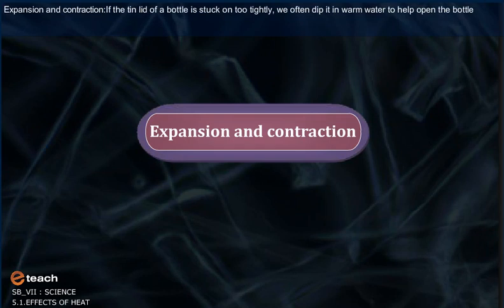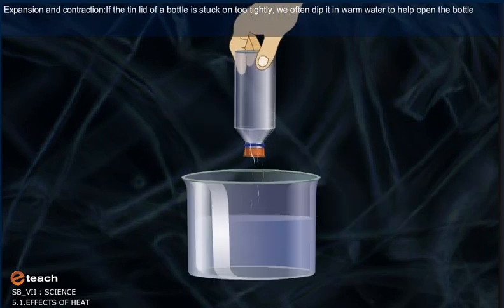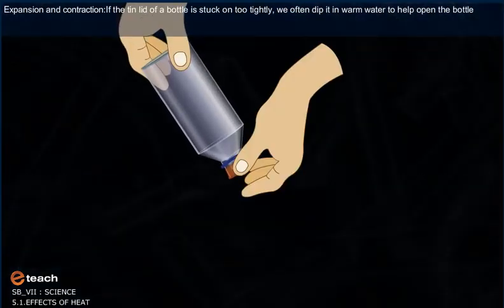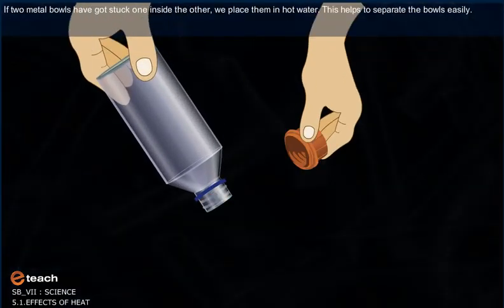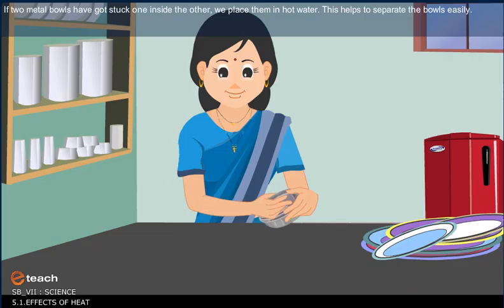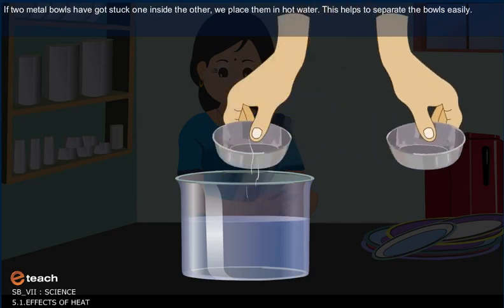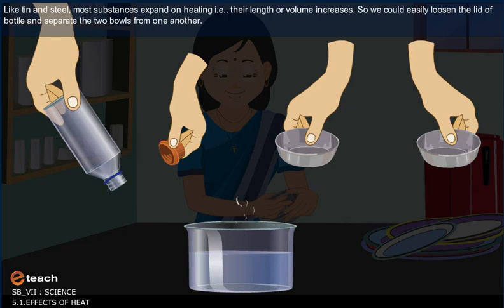Expansion and contraction. If the tin lid of a bottle is stuck on too tightly, we often dip it in warm water to help open the bottle. If two metal bowls have got stuck one inside the other, we place them in hot water. This helps to separate the bowls easily. Like tin and steel, most substances expand on heating. That is, the length or volume increases. So, we could easily loosen the lid of a bowl and separate the two bowls from one another.